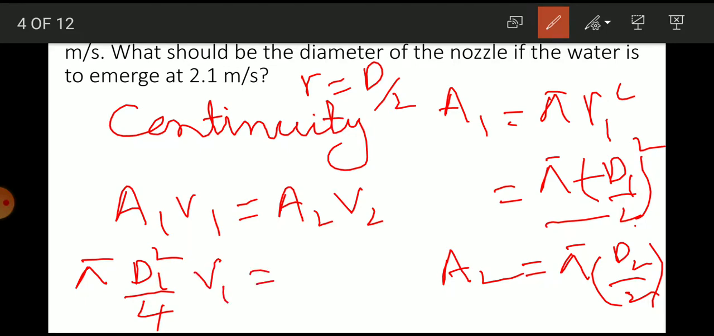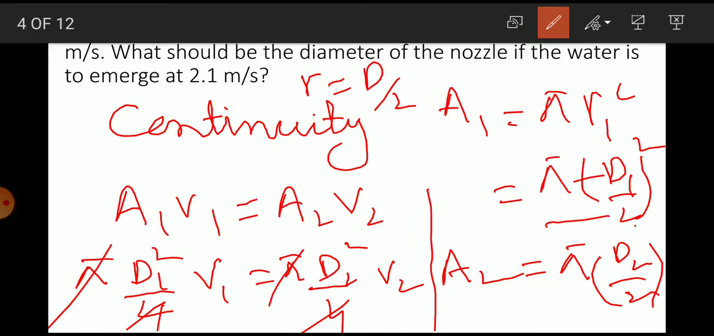v1 is equal to pi d2 square divided by 4 v2. Now 4 will be cancelled with 4, pi with pi, and you know the value of d1, so you can calculate d2. So do it.